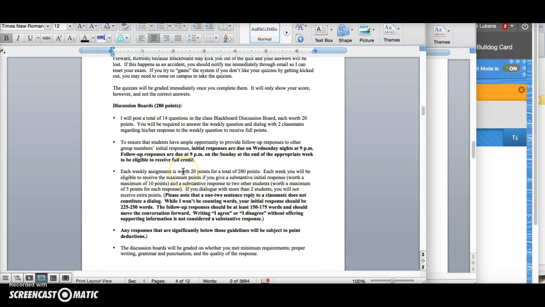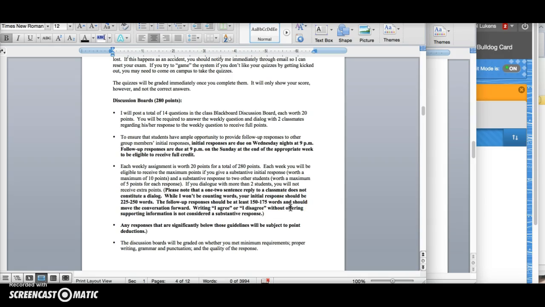Discussion boards, the same thing. Here's what I expect from the discussion boards. Read it carefully. Your initial responses are going to be due Wednesday at 9 p.m., and you'll be required to respond to 2 of your classmates by Sunday at 9 p.m. And now let's move on to another area.